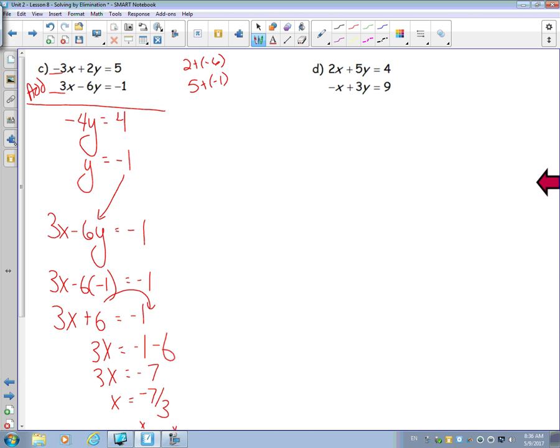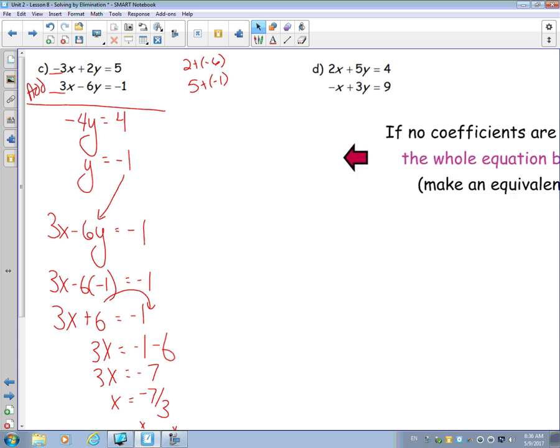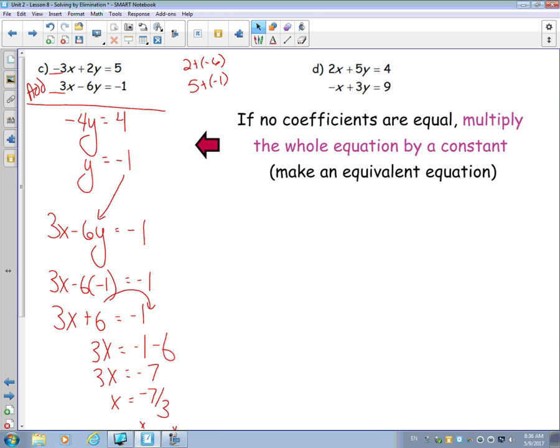Alright, let's try D. Elimination. I'm looking for things that are the same. My x's have different numbers. My y's have different numbers. So I can't eliminate right off the bat. What I need to do here, if no coefficients are equal, is I need to change one of my equations.